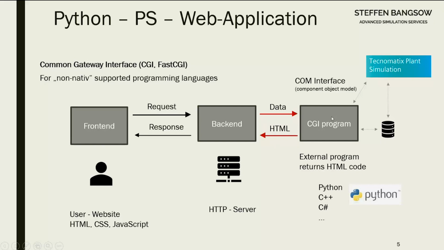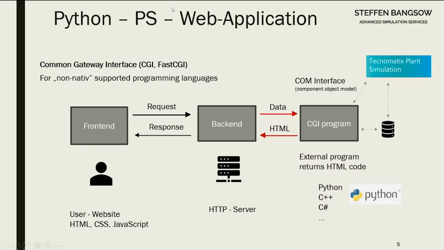And in this case, this CGI program communicates with Technomatix Plant Simulation. And we use for this communication the COM interface. This is now available for all license types in Plant Simulation. And so you don't need an additional interface package.